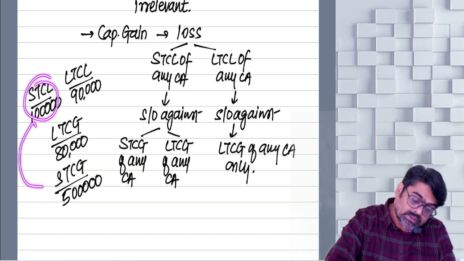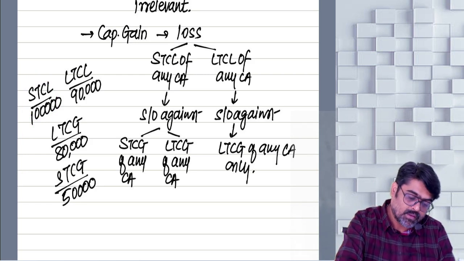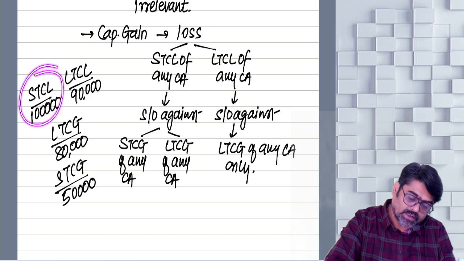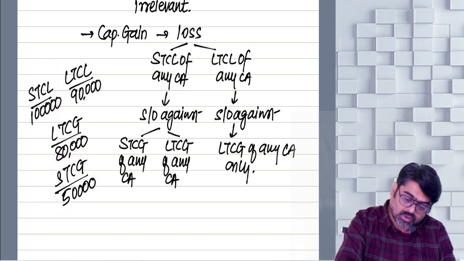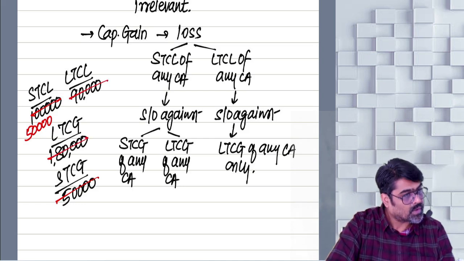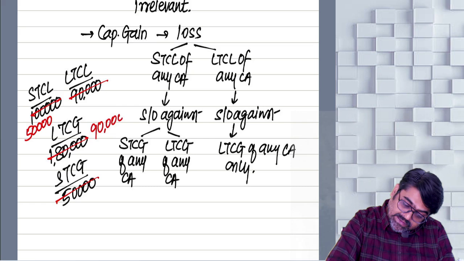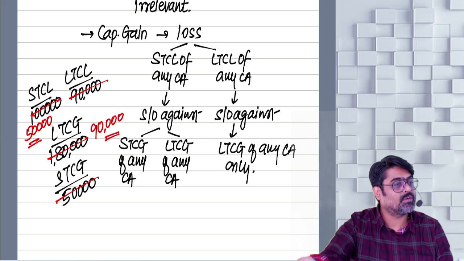First set off short-term loss against short-term gain. For example, short-term gain was only 50,000. First set off short-term against short-term. Can I say the entire short-term gain will be wiped out? Still the short-term loss will remain how much? 50,000. Yes or no? Then do one thing. Then set off long-term against long-term. So for example, if this is 1,80,000, can I say the entire long-term loss will be set off against long-term gain? Now still long-term gain remains. Against that, if you want to set off, this can be set off later, no?